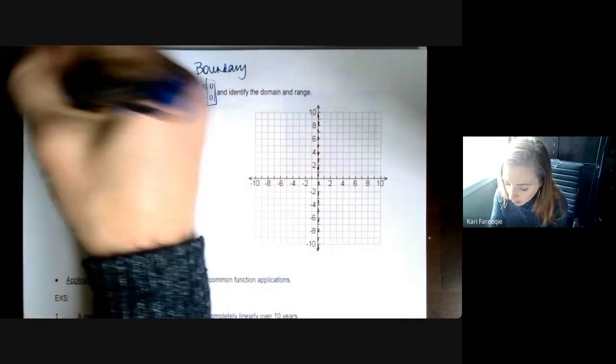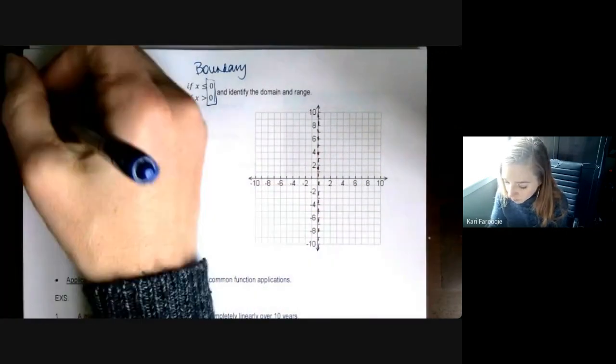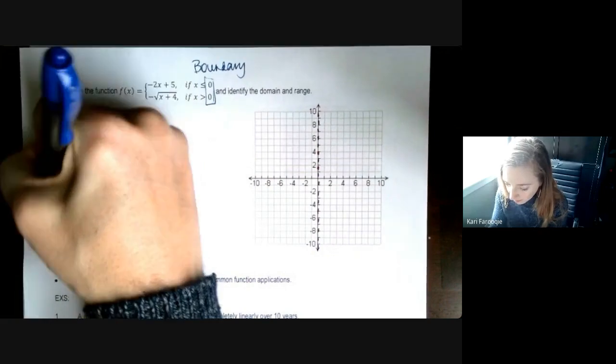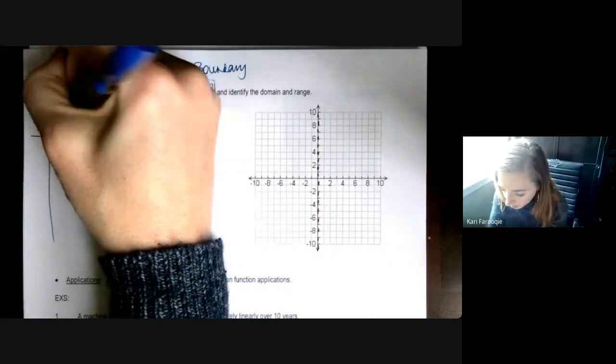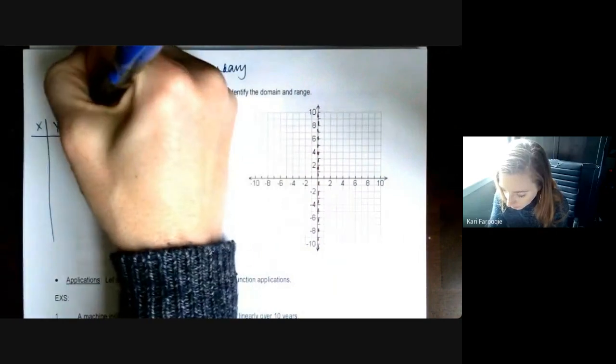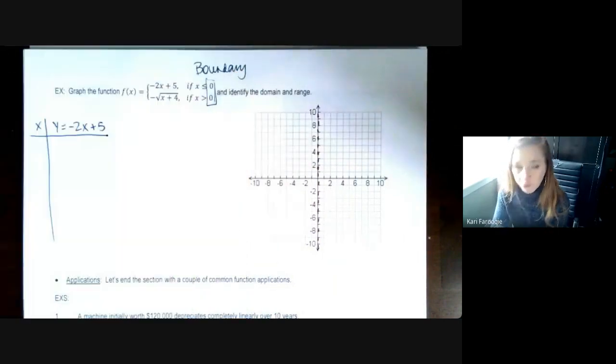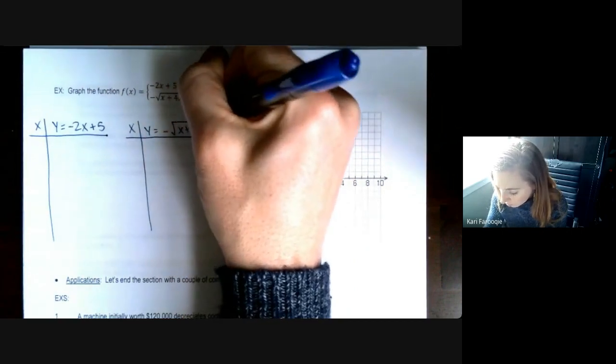So I'm going to set up a table for the first function, and I'm going to set up some x values so I can just graph this plotting points. And I'm going to set up the first function, y equals negative 2x plus 5. And I'm going to do something similar for the second function, which is y equals negative square root x plus 4.